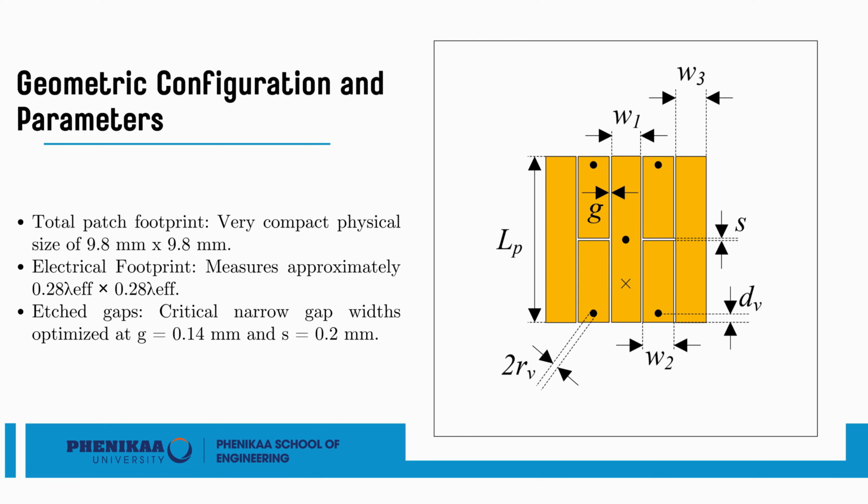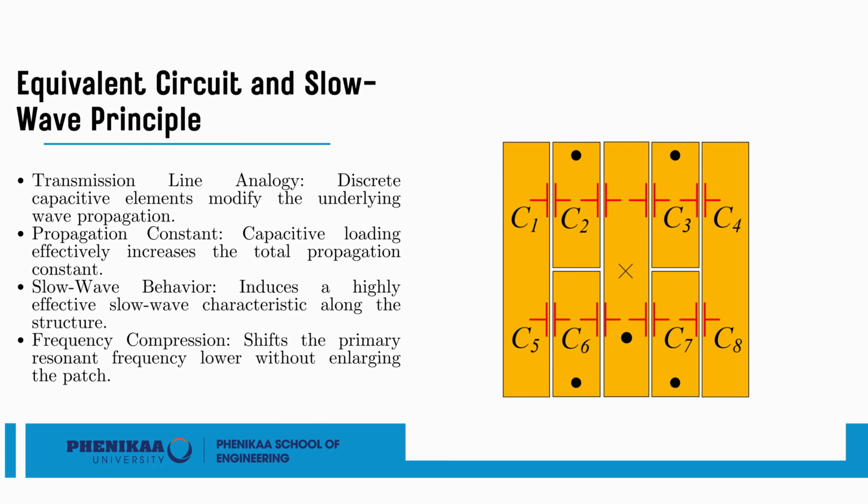The uniform vertical copper strips are set to precise widths of 1.8 and 1.86 mm. The specific layout of these segmented strips and capacitive gaps behaves precisely in accordance with slow-wave transmission line theory. To validate the physical mechanism enabling this size reduction, we can analyze the structure using a loaded transmission line model.